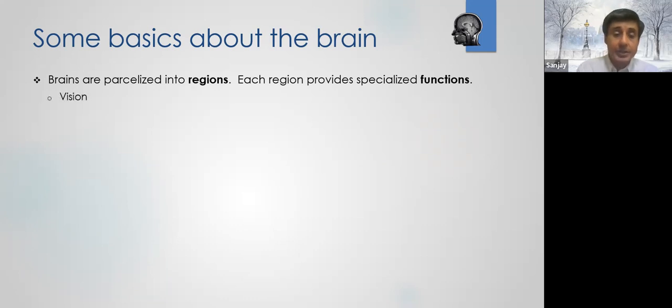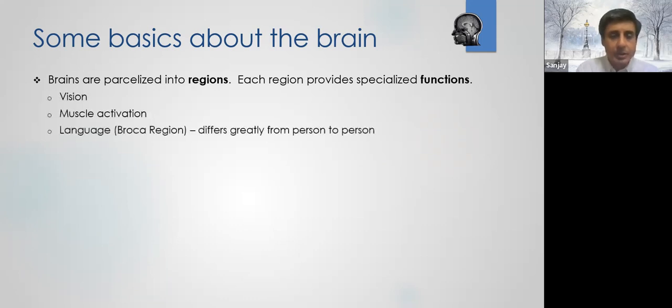Each region provides specialized function. That's important to understand. Examples of these are vision and muscle activation. Vision would be in the occipital lobe. Muscle activation would be in the frontal lobe. Language would be in the temporal lobe and the parietal lobe, so language is something that's unique. These are just three regions; there are many, many regions. There's another region that handles sleep regulation. It's actually part of the brainstem.